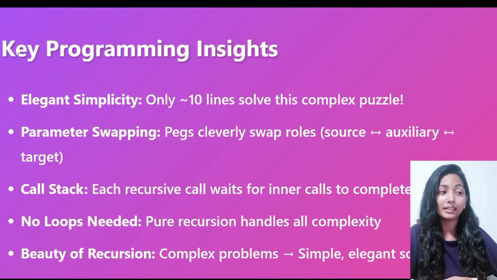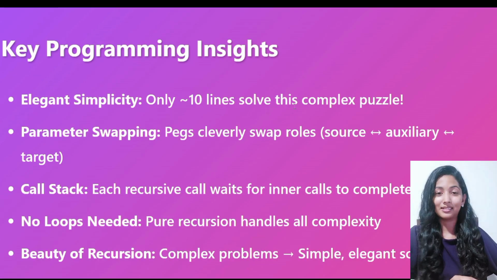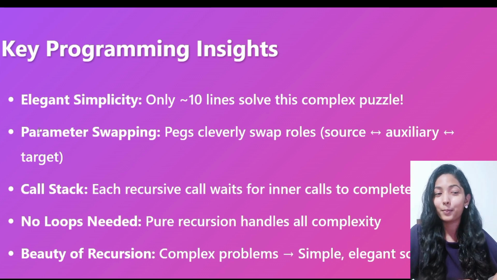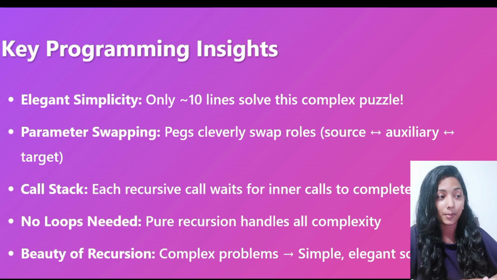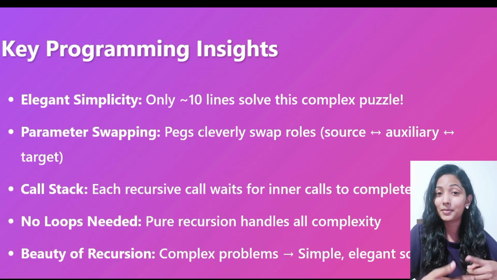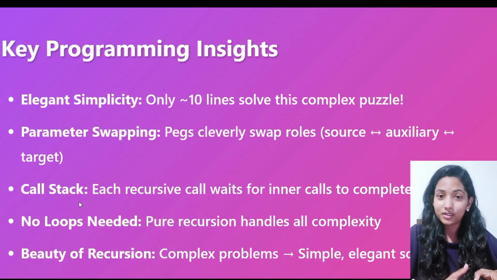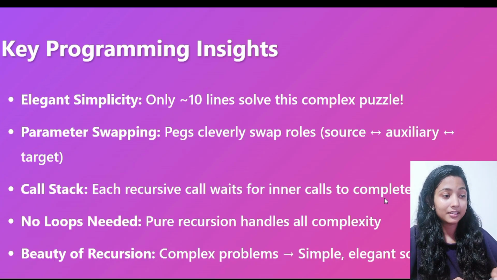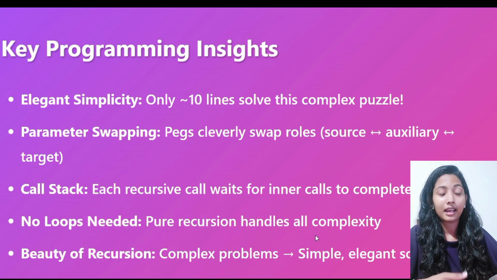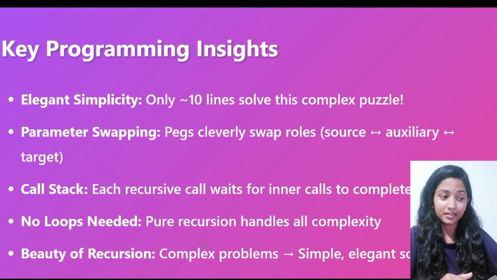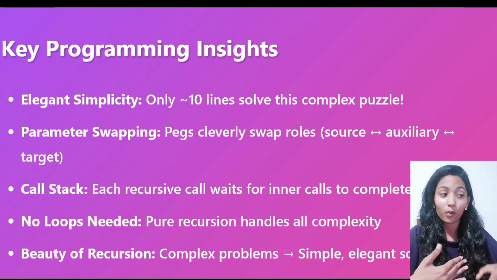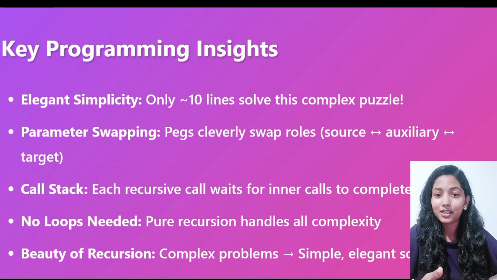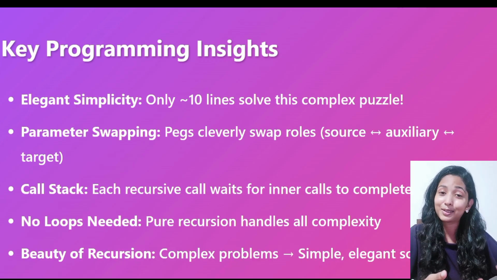So key programming insights: only 10 lines solve this complex puzzle. So you can see this is very simple code. Parameter swapping. Pegs cleverly swap their roles. Source to auxiliary, auxiliary to target. So call stack. Each recursive call waits for inner calls to complete. And here no loops needed. Pure recursion handles all the complexity. Turn a complex problem into a simple, elegant solution.